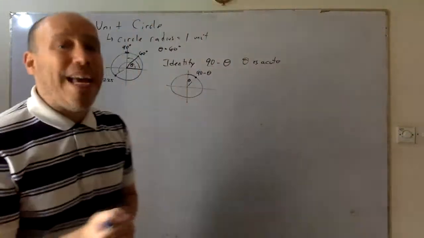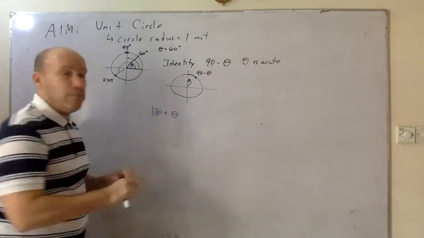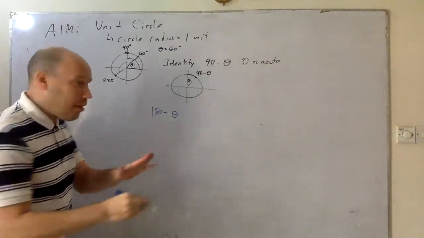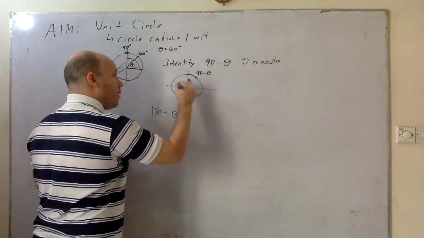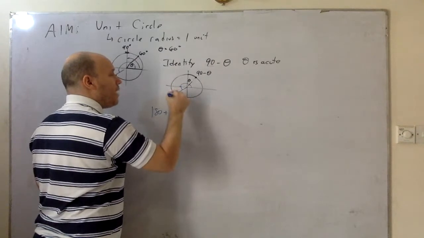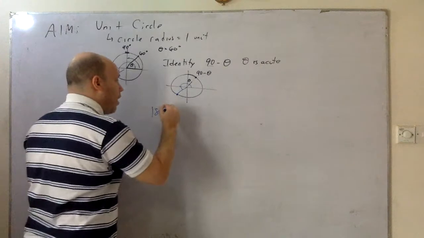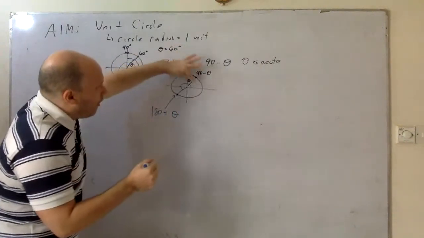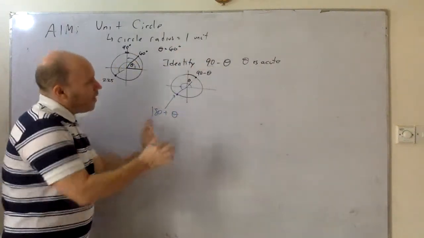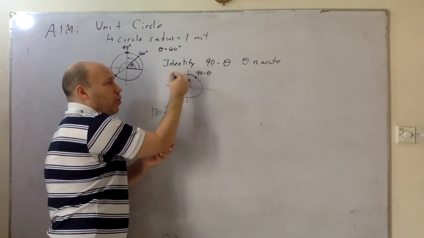Let me use another color. I might ask you to identify 180 plus theta. And you would say, no big deal. This is a rotation of 180, and there's a little bit more here. So this point here denotes the rotation of 180 degrees. So instead of looking at the actual angle, we're actually moving along the unit circle.